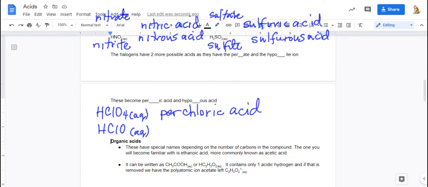HClO comes from the hypochlorite polyatomic ion. So this becomes hypochlorous acid.